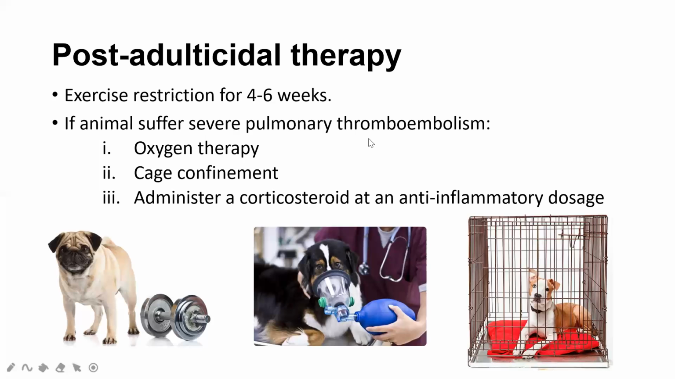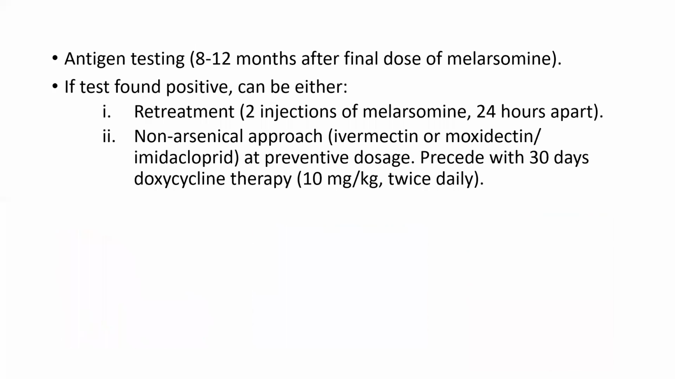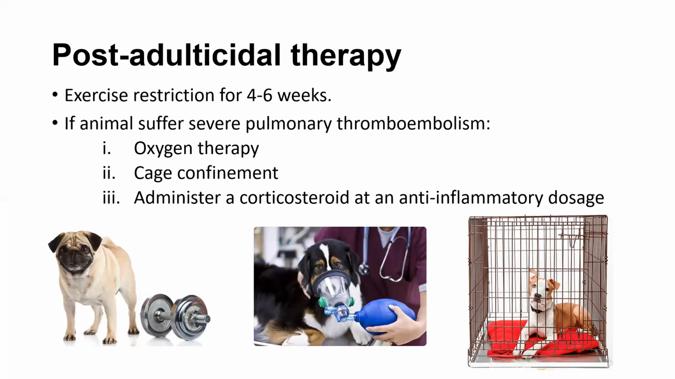Post-adulticidal therapy. This is given after the treatment of adulticidal medication. First, there will be restriction of exercise for 4 to 6 weeks for the dogs. This is to reduce pulmonary thromboembolism complication. But if the animal does suffer from severe pulmonary thromboembolism, the veterinarian will do oxygen therapy, cage confinement, and administer a corticosteroid at an anti-inflammatory dosage. For example, prednisone at 1 milligram per kilogram per day and low doses of heparin 3 times daily.